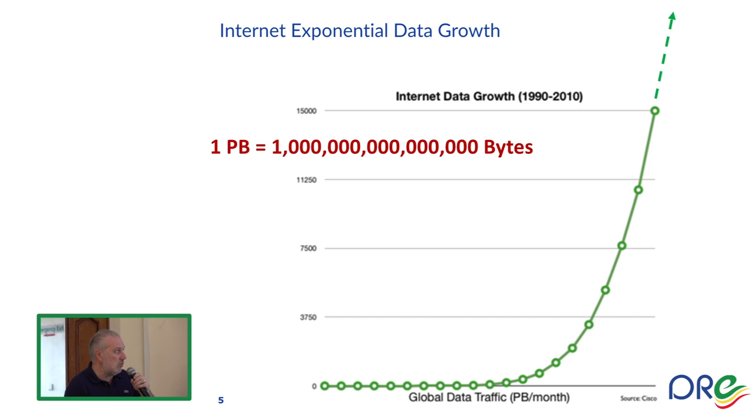So just to give you some numbers, the traffic today is in the order of 15,000 petabytes a month. What is a petabyte? A petabyte is one followed by 15 zeros, in bytes. So if you are familiar with the hard disks of your laptops, which are in the order of tens of gigabytes, we are talking about a factor of 1 million more.